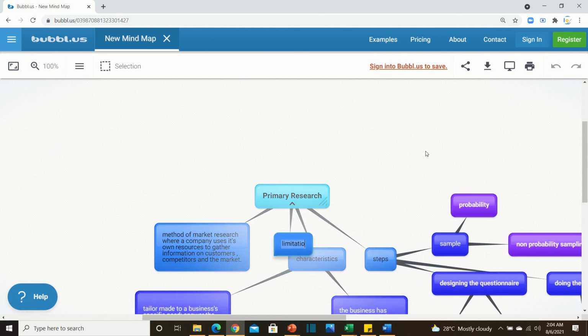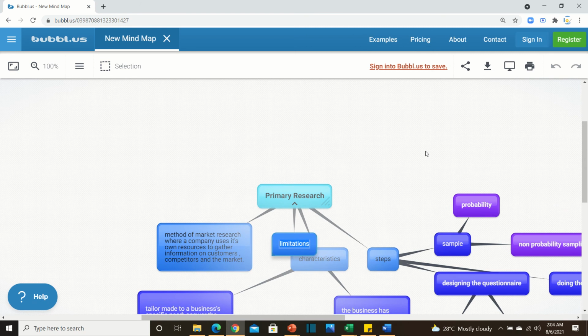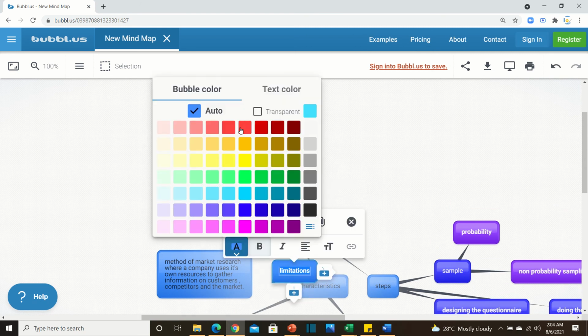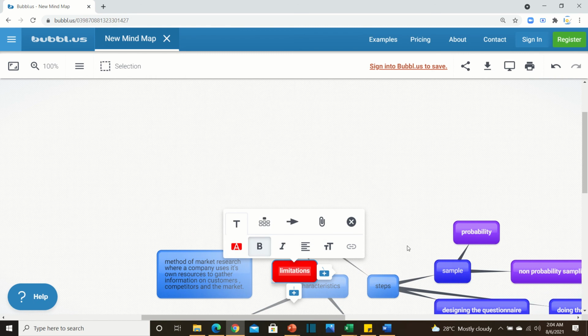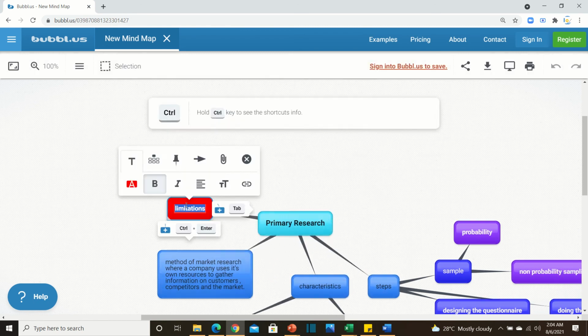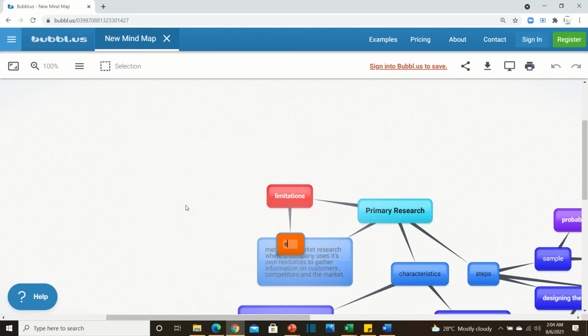So limitations हम देख लेते हैं जल्दी से, and for the purpose of just being a little more dramatic, I am coloring limitations in the color of red. And the first thing you have to understand is it is expensive.